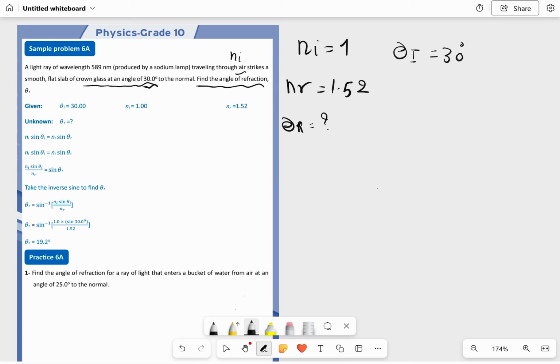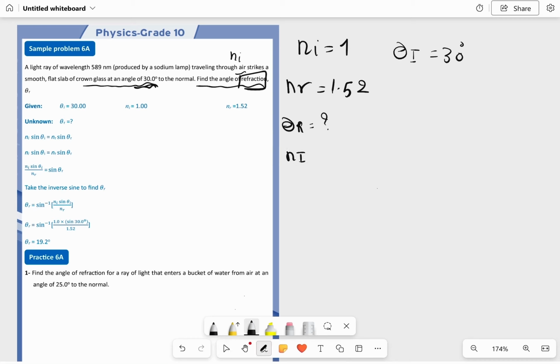Now how can you know which one is theta i and which one is theta r? Look at the question. It says light traveling through air strikes a smooth, flat slab of crown glass at an angle of 30. So it is hitting the glass with an angle of 30. It's not refracting. And then in the second part of the question, it says find the angle of refraction. So this one directly becomes theta i. Now let's solve this.